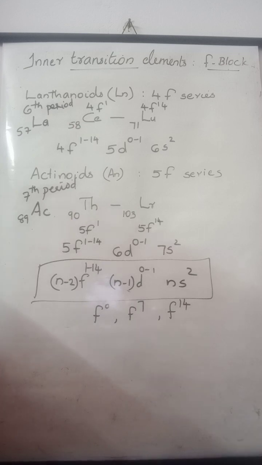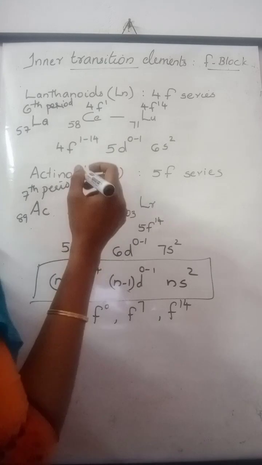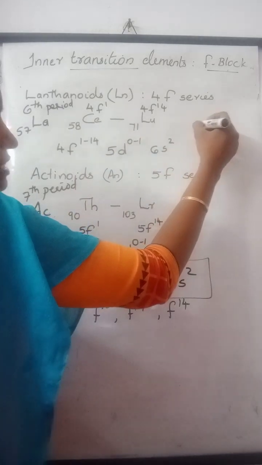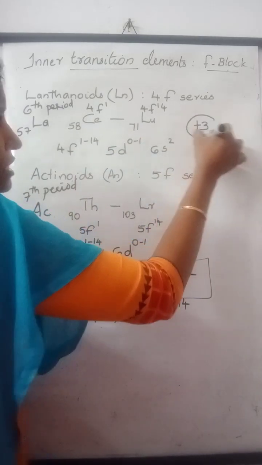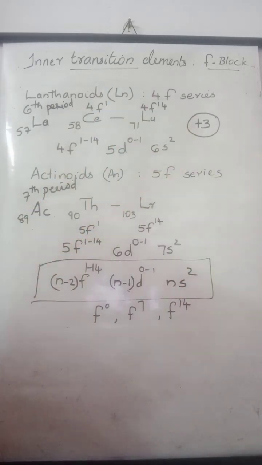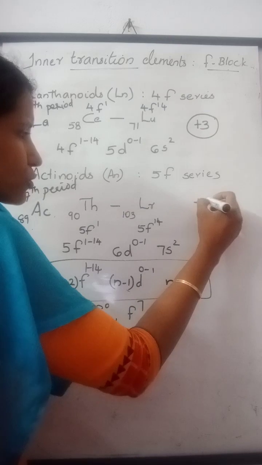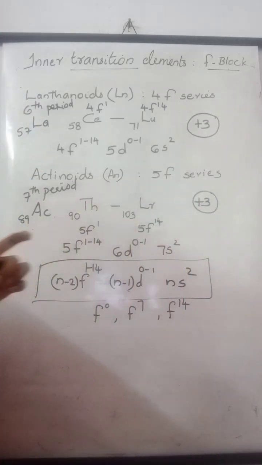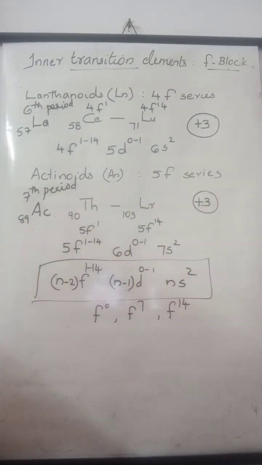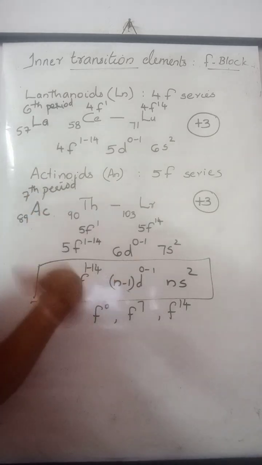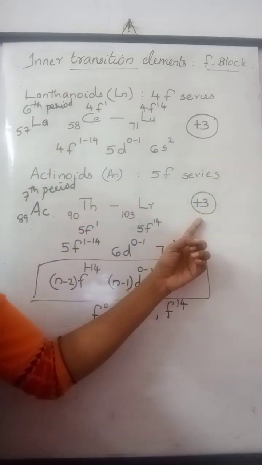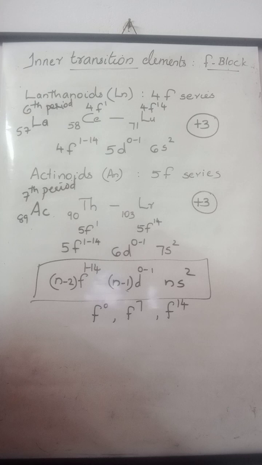And the study of these lanthanoids shows mainly one oxidation state, that is, the most stable oxidation state of all lanthanoids is +3. The most stable state of actinoids is also +3. But actinoids show a wider range of oxidation states than lanthanoids.